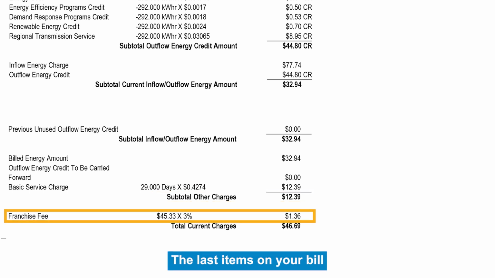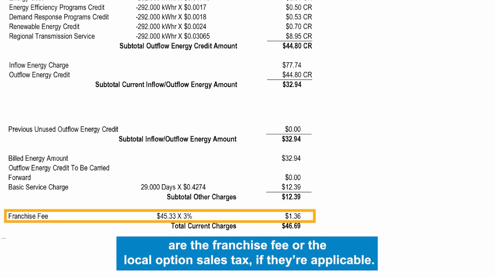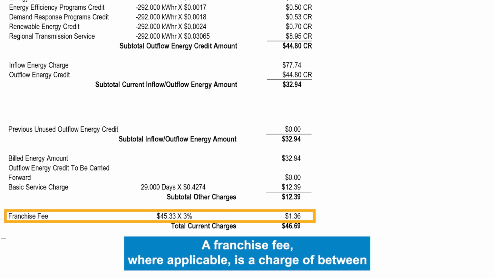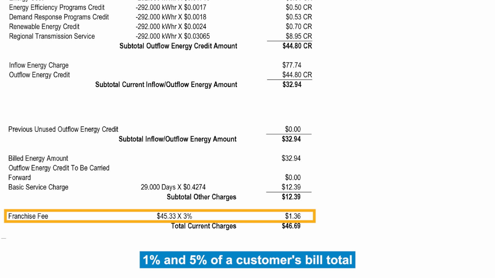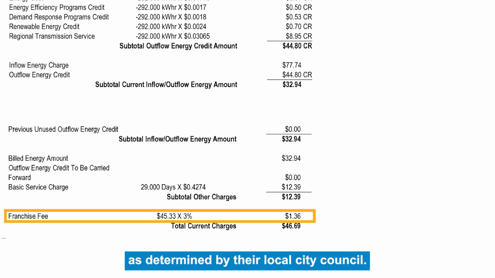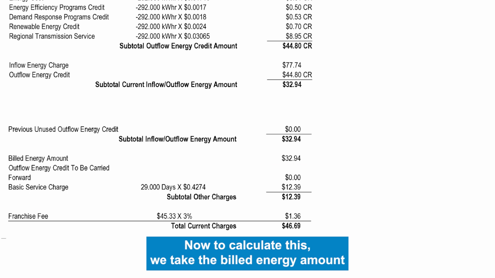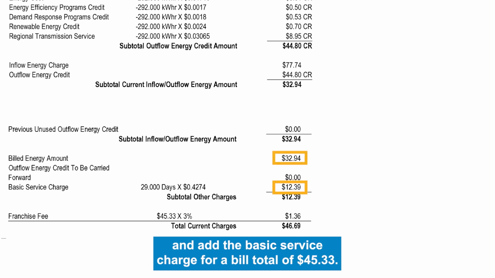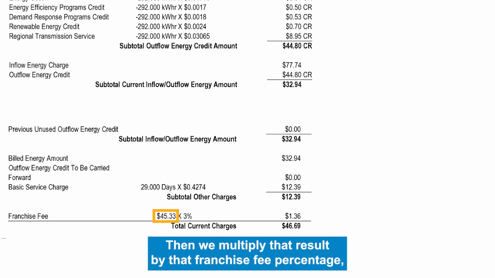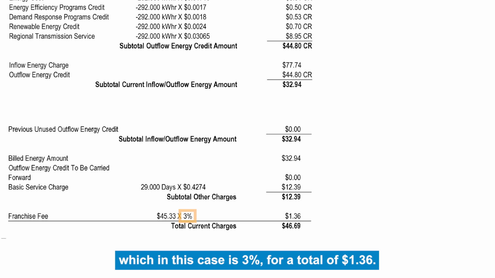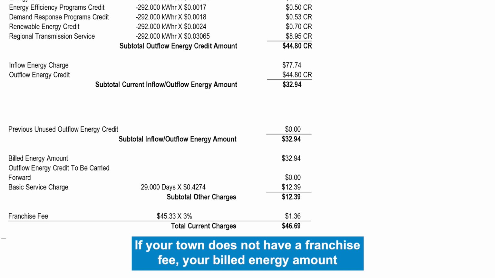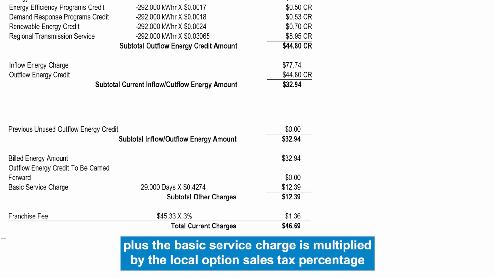The last items on your bill are the franchise fee or the local option sales tax, if they're applicable. A franchise fee, where applicable, is a charge of between 1% and 5% of a customer's bill total as determined by their local city council. Now, to calculate this, we take the billed energy amount and add the basic service charge for a bill total of $45.33. Then we multiply that result by that franchise fee percentage, which in this case is 3%, for a total of $1.36.